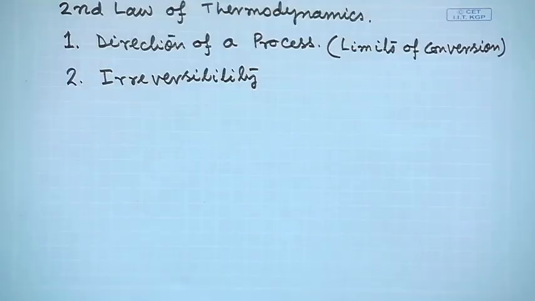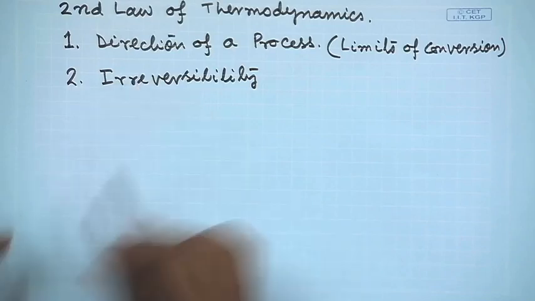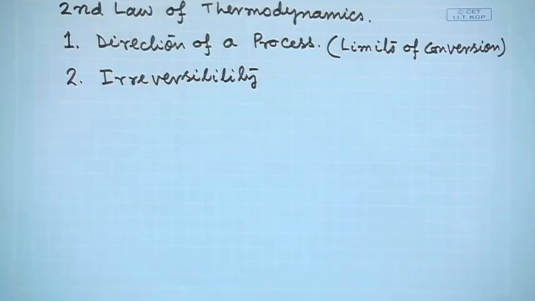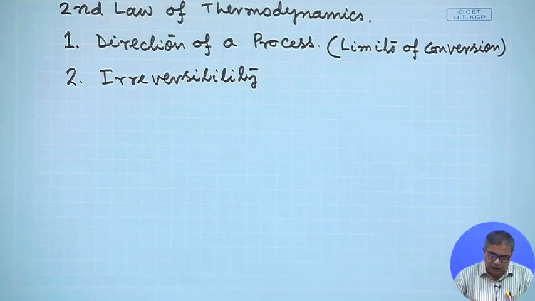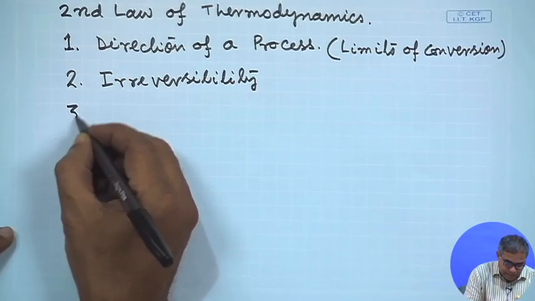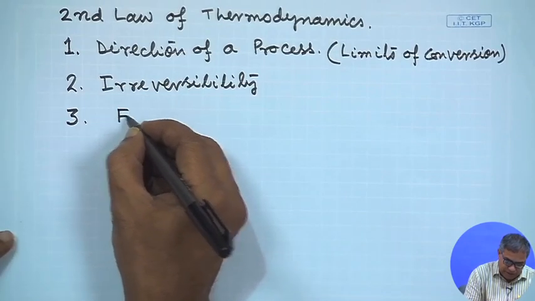Now, I was discussing the main attributes of the second law, what is told by the second law, what important information is given by the second law. First thing I have told, it gives us the direction of a process and it gives us the limits of conversion, how one form of energy in transit can be converted into another form. Then it gives us the concept of irreversibility. It also gives us the concept of entropy.